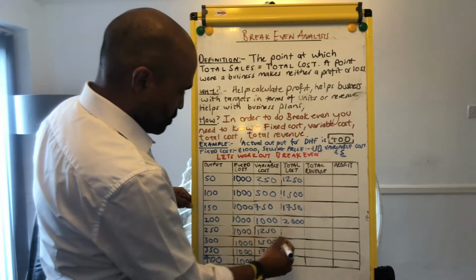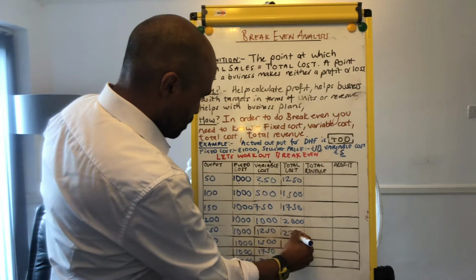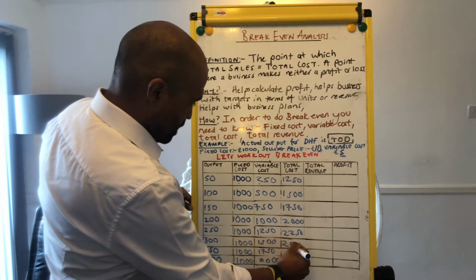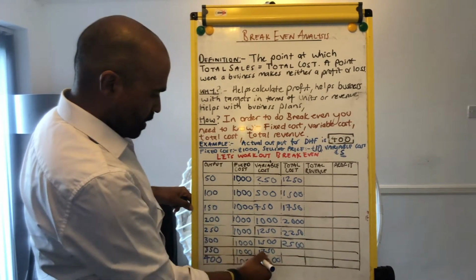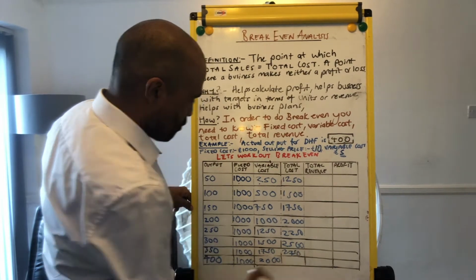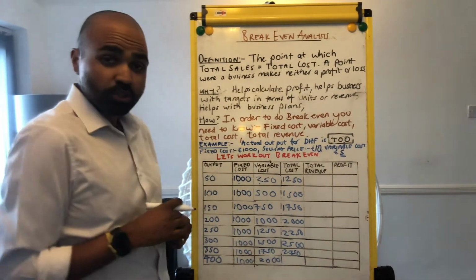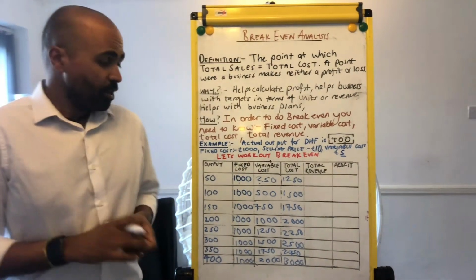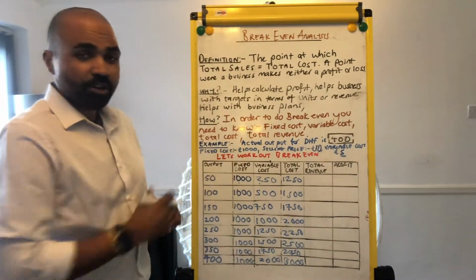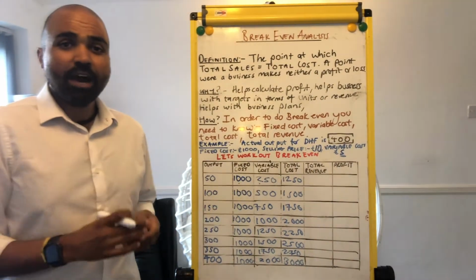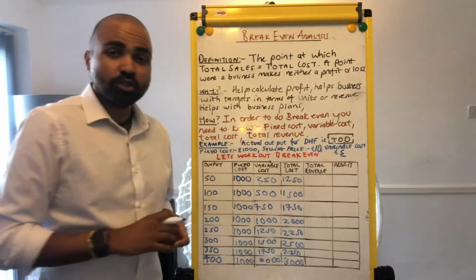1,000 plus 1,250 will give you 2,250. 1,000 plus 1,500 is 2,500. 1,000 plus 1,750 is 2,750. And 1,000 plus 2,000 gives you 3,000. So we have now worked out fixed cost, variable cost, and total cost. Now what we have to do is work out what total revenue is.